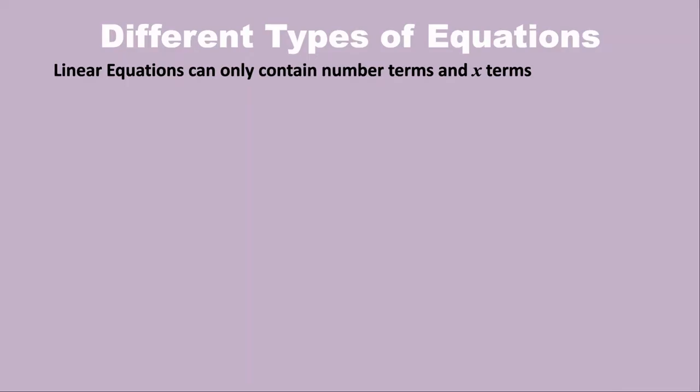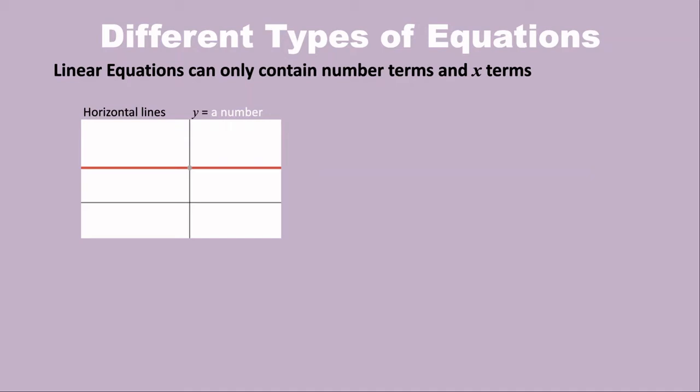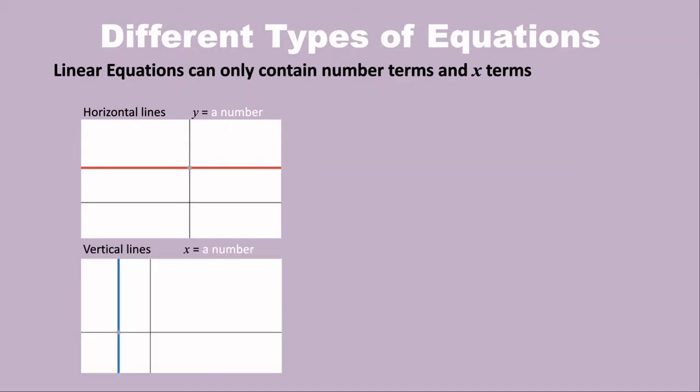Although we're not going to be doing any graphing today, it would help if you saw the graphs of different types of equations just so you could understand what I mean by linear and nonlinear. Linear equations can only contain number terms and x terms. No x squares, no x cubes. For example, the equation for a horizontal line is just y equals some number. For a vertical line, it's just x equals some number.